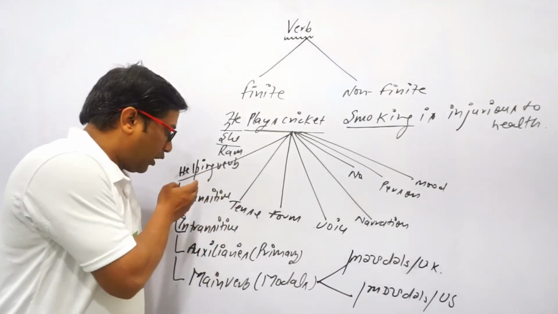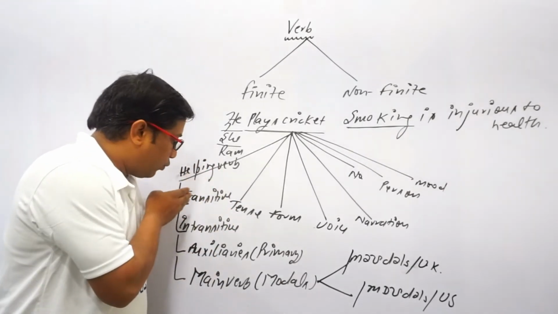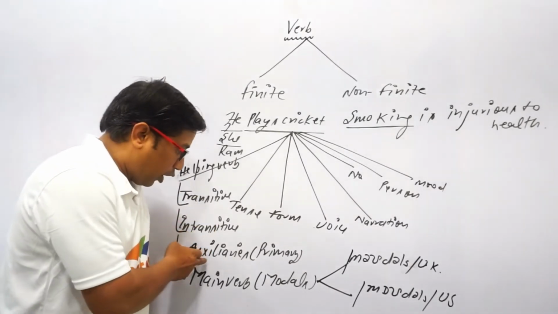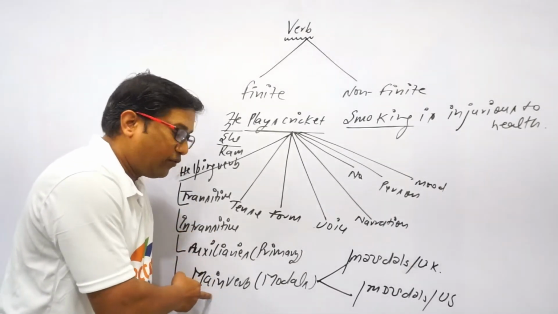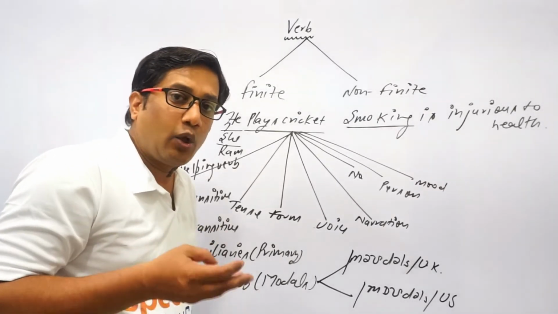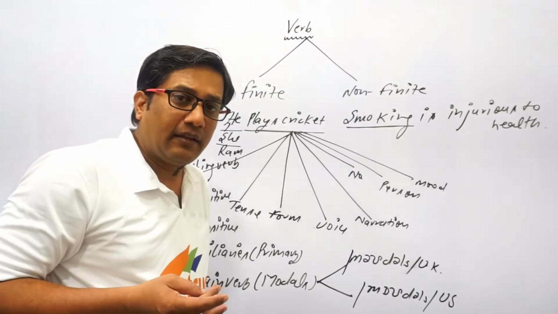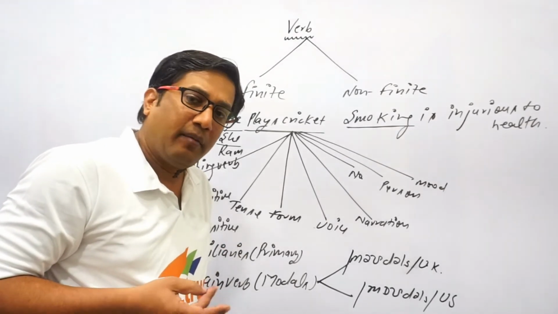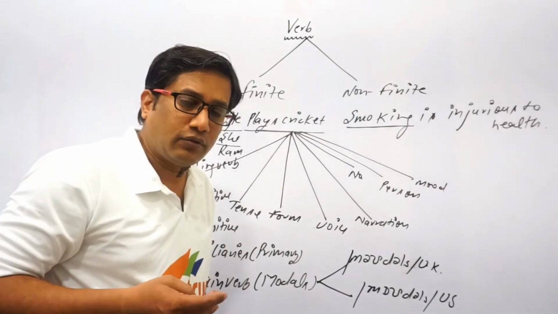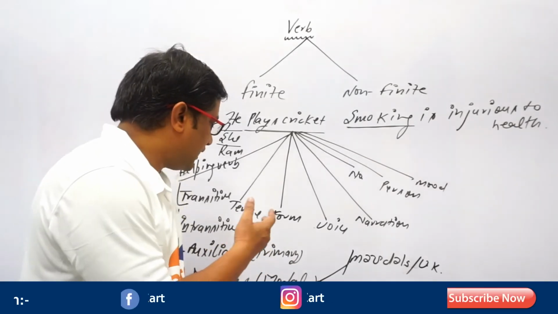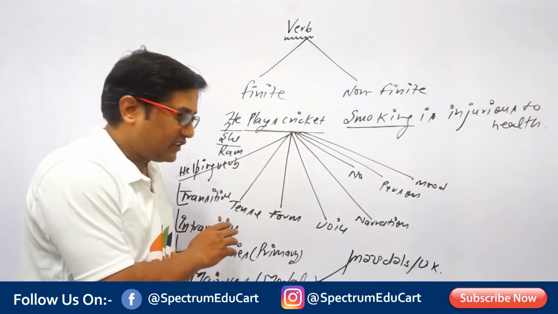By the way, now the 4 branches are there. One is transitive, other is intransitive, then auxiliaries, then main verb. Main verb means modals. Modals has will, shall, then can, may, would, should, could, might, must, then ought to. These are the parts of modals. So we'll learn it. Next part is tense.